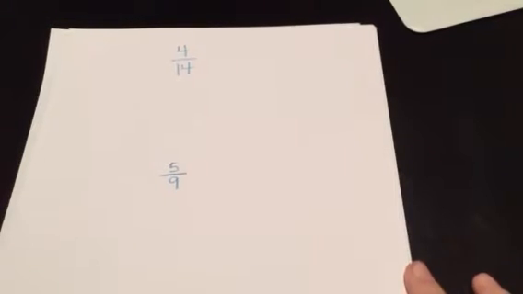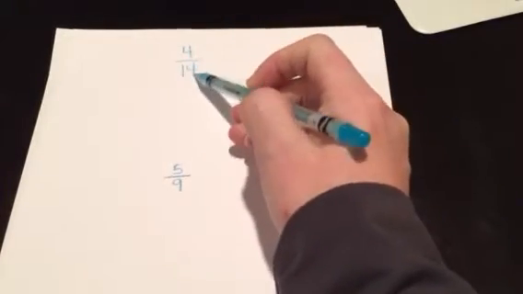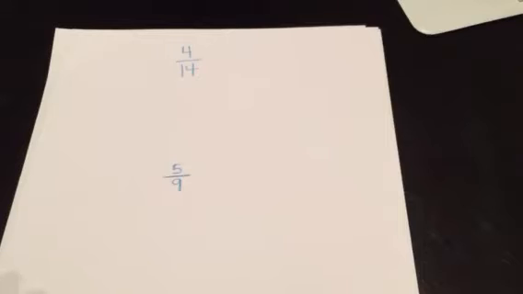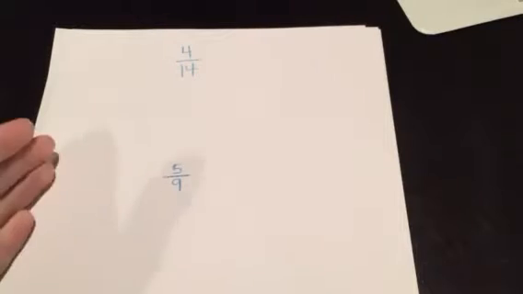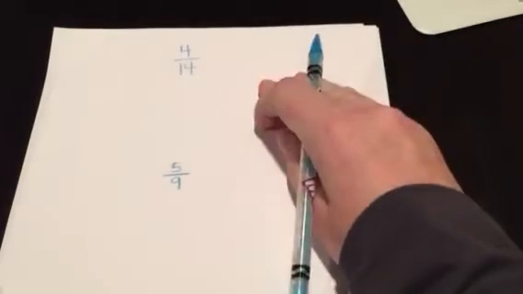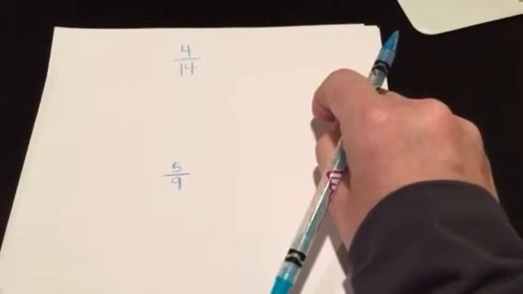All right, guys, in this video, we are going to talk about rounding fractions to the nearest half or whole. So first, what we're going to do right now is look at the fraction 4/14, and we want to determine, is it closest to 0, 1/2, or 1 whole? Since we don't have a whole number here, we know that our fraction falls between 0 and 1 whole.